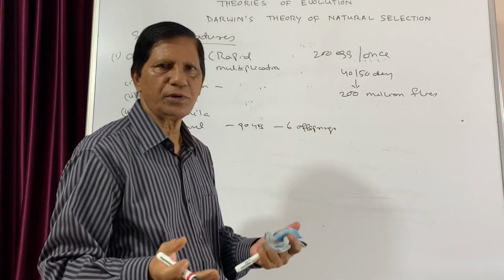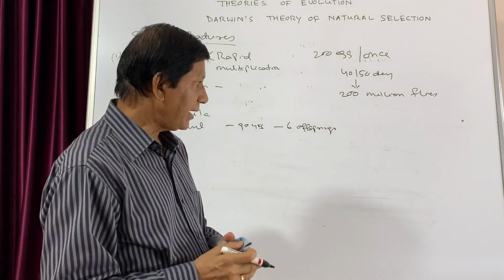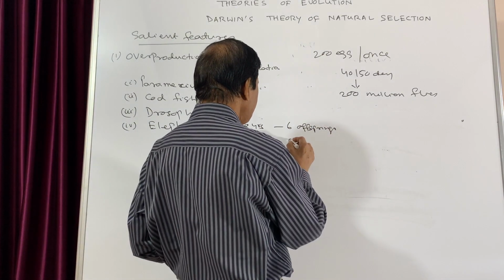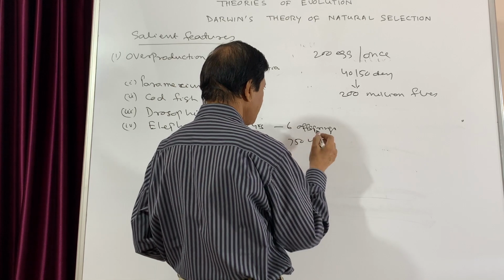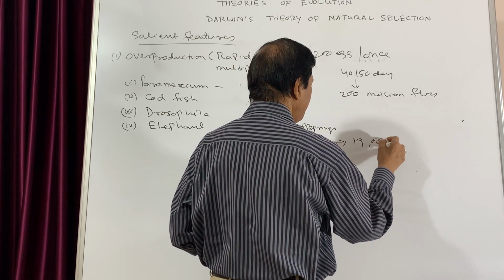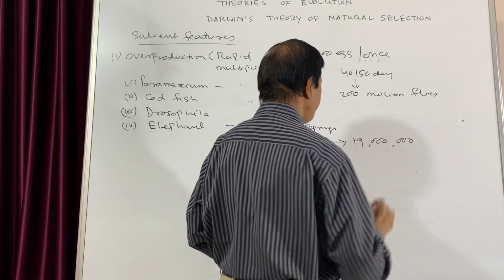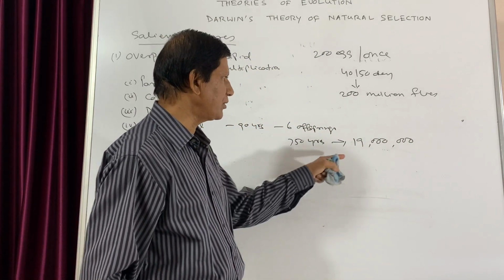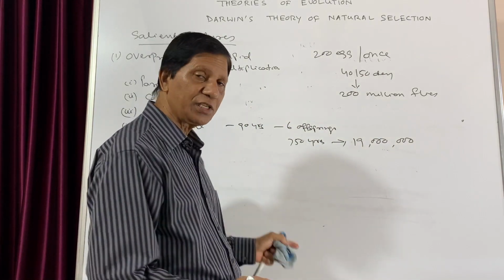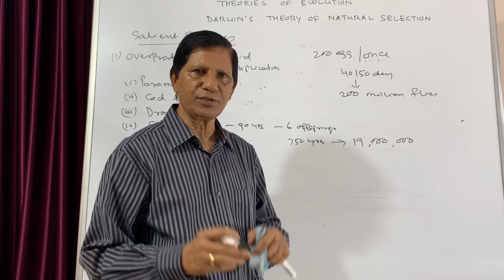Maximum, because it is the slowest breeder. If a pair of elephants produces, then in 750 years it will produce 19 million elephants. This is the case of the slowest breeder. Then you think of others.